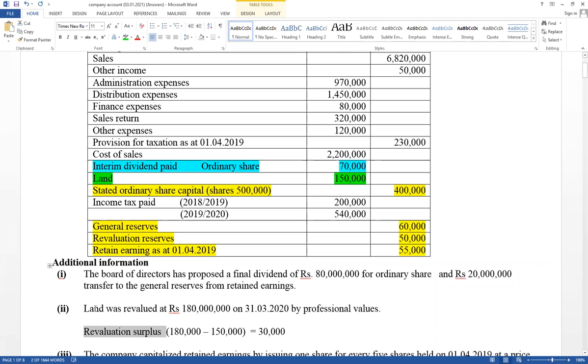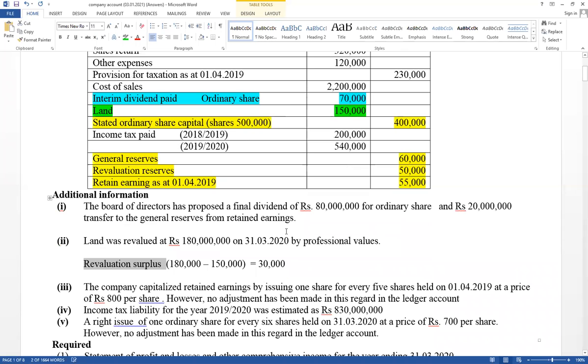Think about theory part, land is a non-depreciable asset. Therefore, by comparing cost value and revaluation amount, revaluation profit and loss can be calculated. Cost value equals 150,000. Revaluation amount 180,000. Therefore, revaluation amount higher than the cost value. Therefore, difference value revaluation profit. If there is a revaluation profit, it should be included under other comprehensive income. Therefore, this value should be included under other comprehensive income as a land revaluation surplus, 30,000.